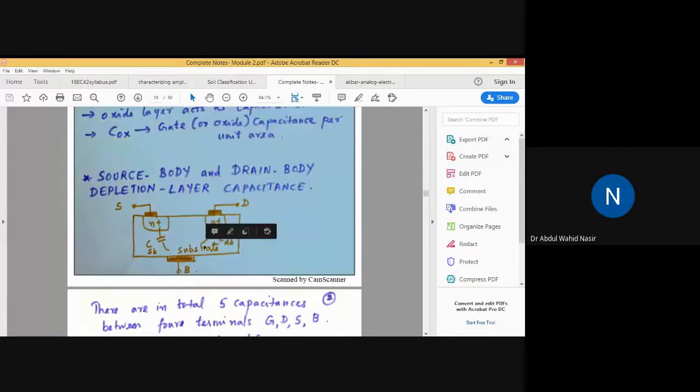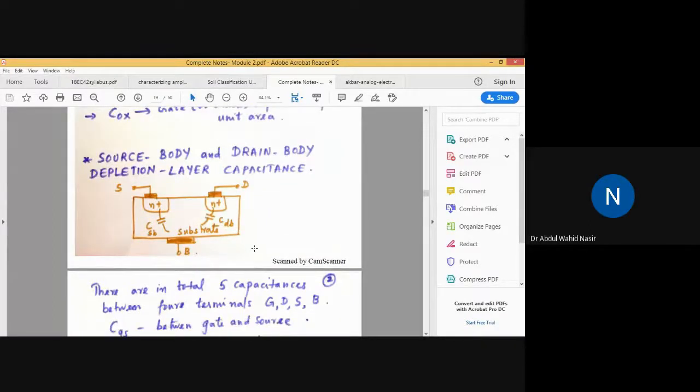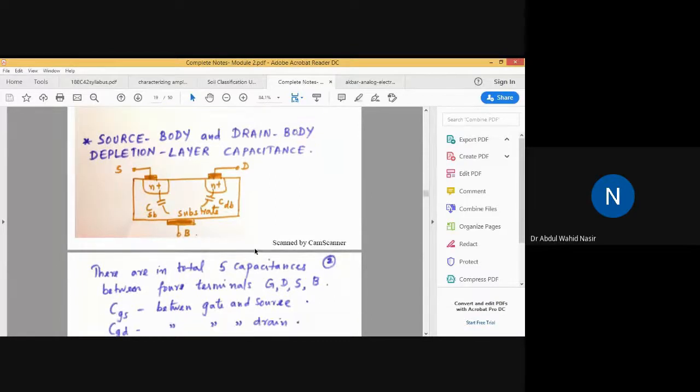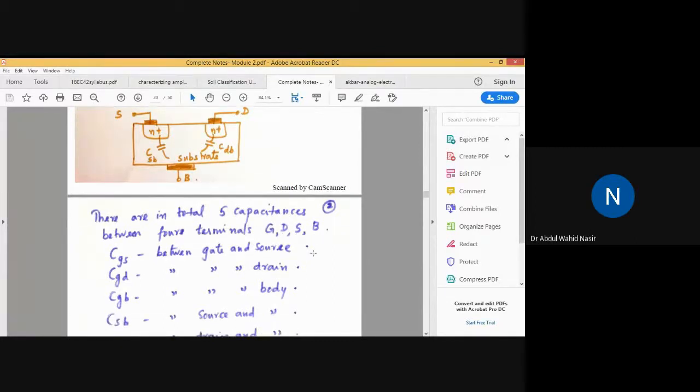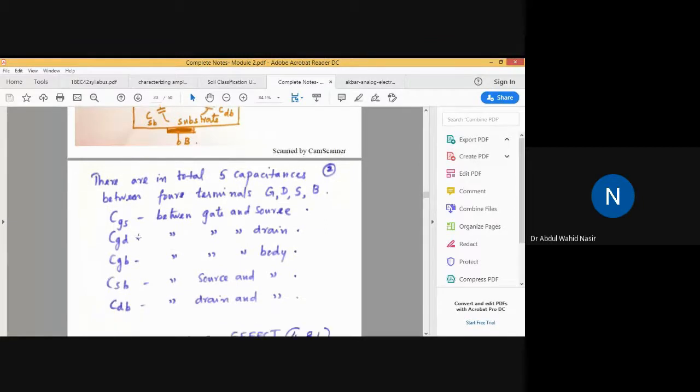These three capacitances we have seen. Now other capacitances are also there. In total, if you look at the MOSFET, there are 5 capacitances between 4 terminals. The 4 terminals are gate, drain, source, and body. We have seen CSB and CDB just now.